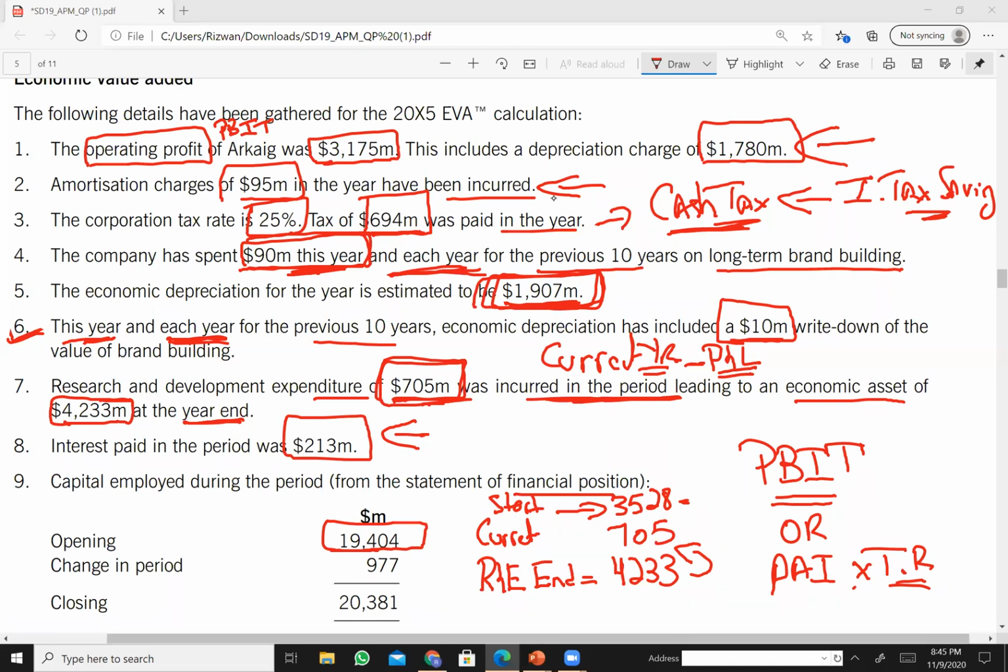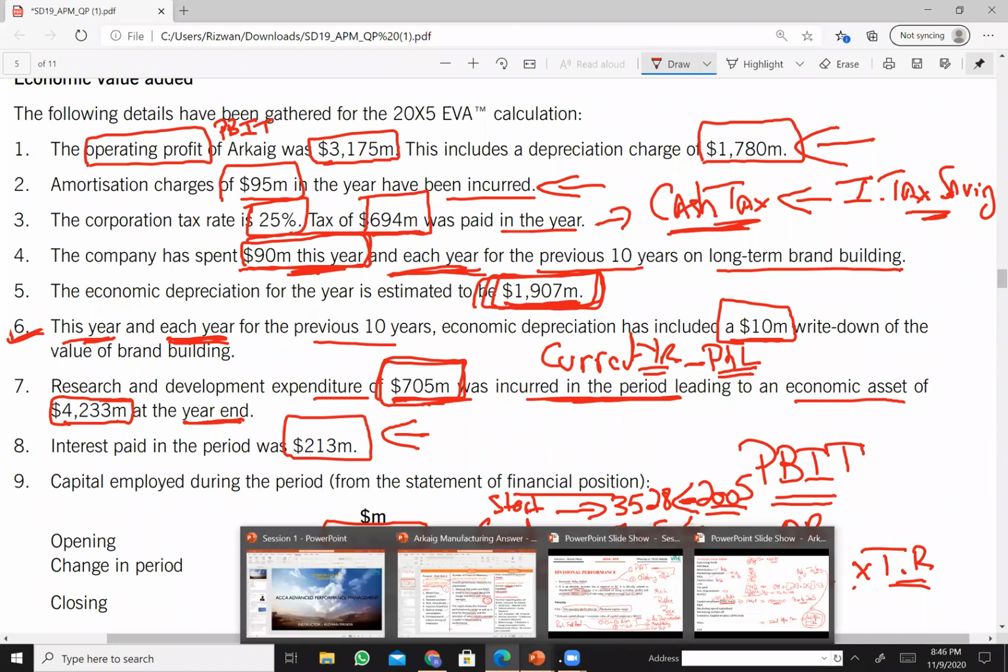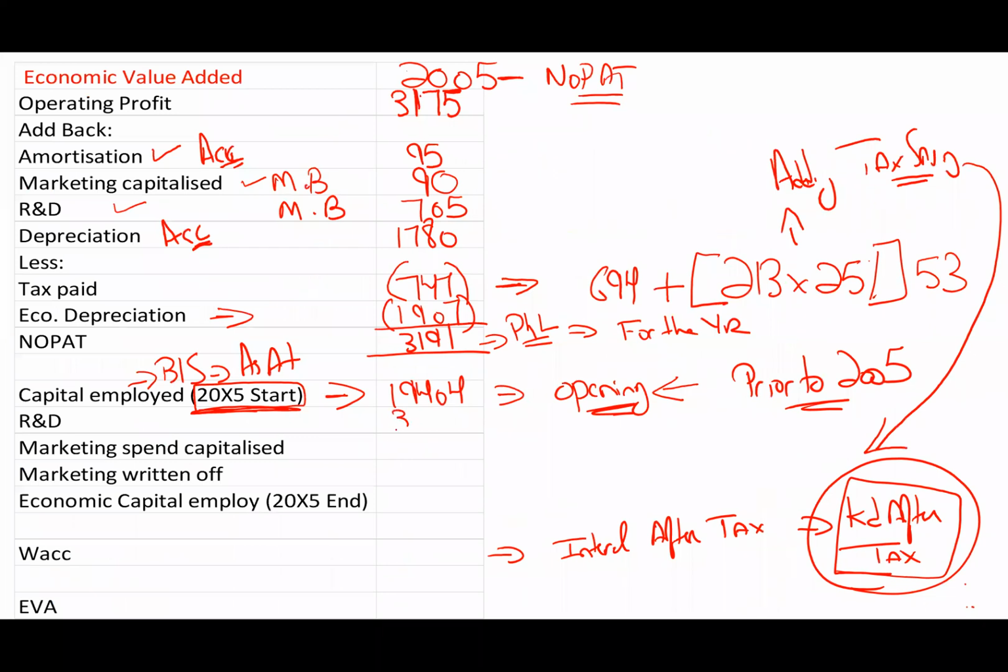Okay. So 4233 is the figure at the end of the year of research and development that includes the current year 705. So what is the opening figure? 3528. This is the start of 2005 figure of research and development. I'm sure you will agree with me on this point. So what I'm doing here, my friends, is that I will add this figure of 3528 of research and development, which is of the start of 2005, because I'm standing at the start of 2005.